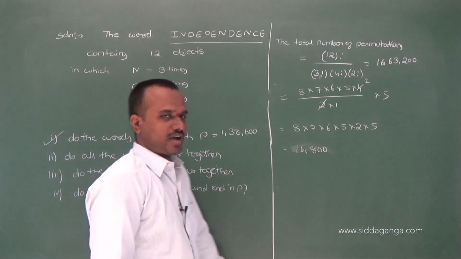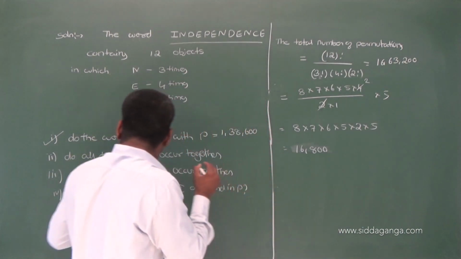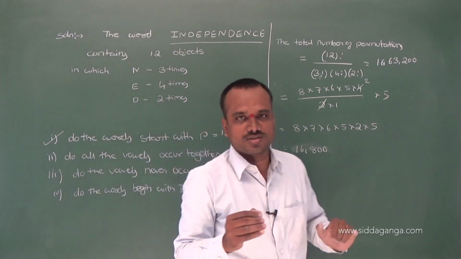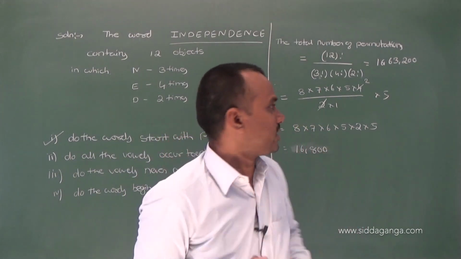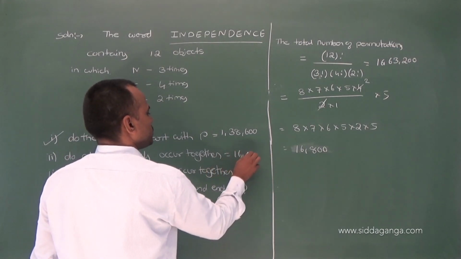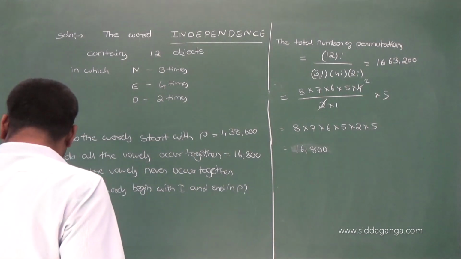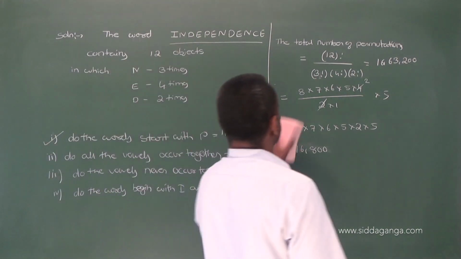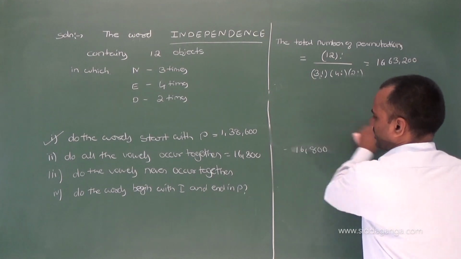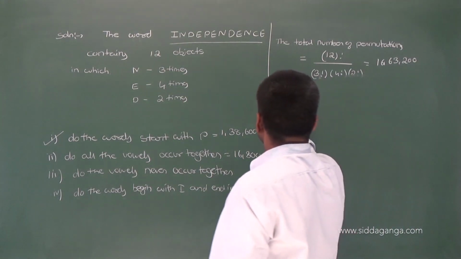So the answer, when vowels occur together, is 16,800. Second question is over.